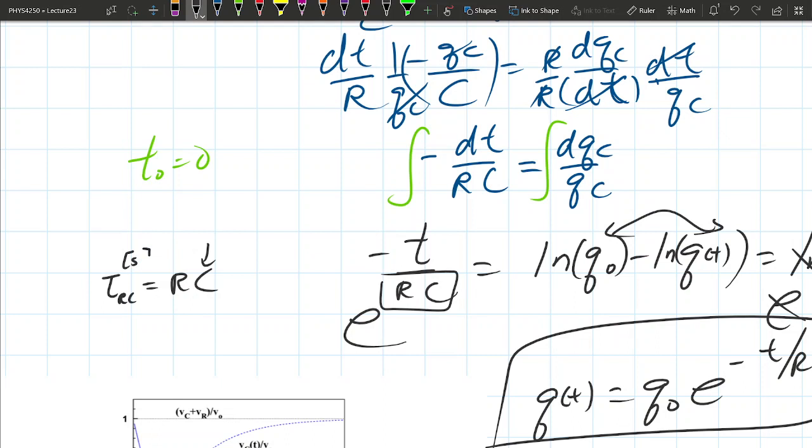In fact, if you do the unit analysis on R times C, you will end up with seconds as a unit. I think we did that in general physics also.